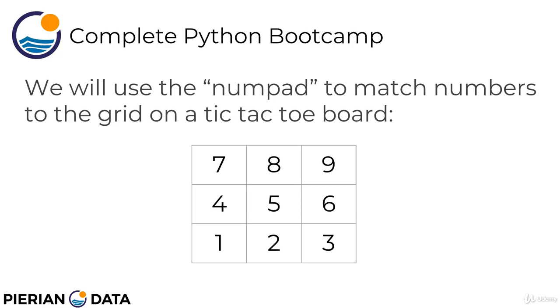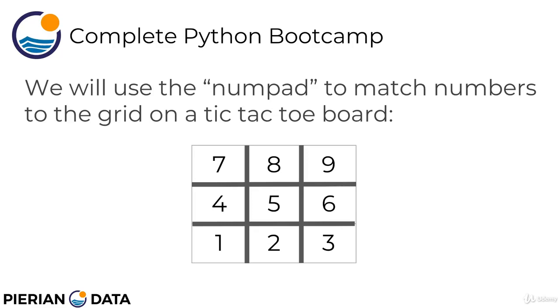The main idea here, though, is that in our mind, we're going to have a tic-tac-toe board over this number pad, and then a user, using the input function, is going to be asked, hey, where would you like to place your X or O? And then they'll provide a number that corresponds to the tic-tac-toe board, and what we're going to do is then print out the tic-tac-toe board with an X at that location.